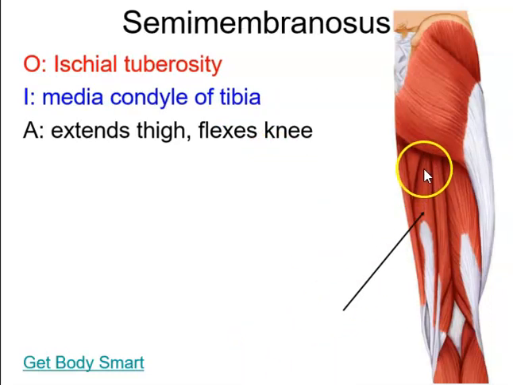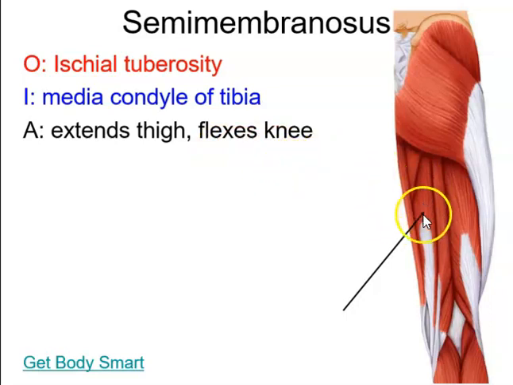Semimembranosus is more medial. We can see the semimembranosus here. Its origin, again, is in that ischial tuberosity. Its insertion is into the medial condyle of the tibia. And again, the action, just like most muscles of the posterior thigh, is extension of the thigh as well as flexion of the knee.